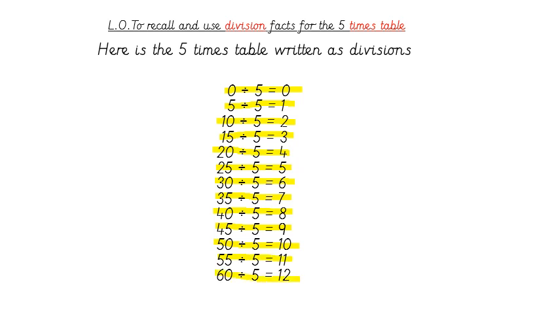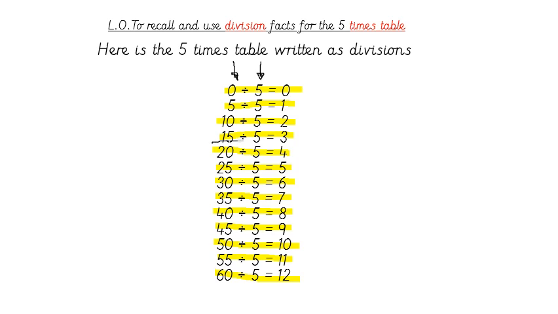So you can see that in this column, apart from the first one, which is 0, it's always the biggest number. Then you've got the divide, and then you've got, in this column, the times table that you are doing. So, for example, it's 5, and then you've got the answer. Remember, though, we can turn these around, and we can make them multiplication.